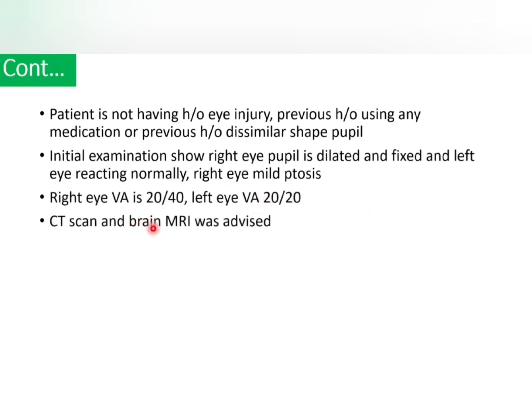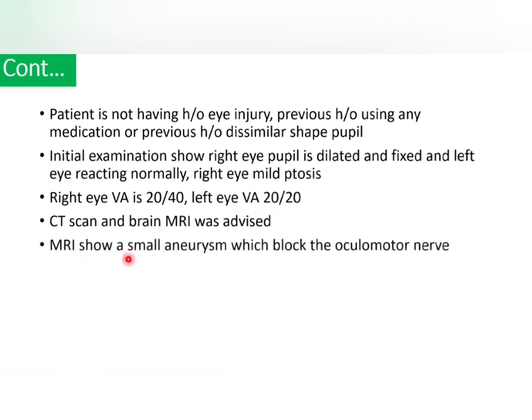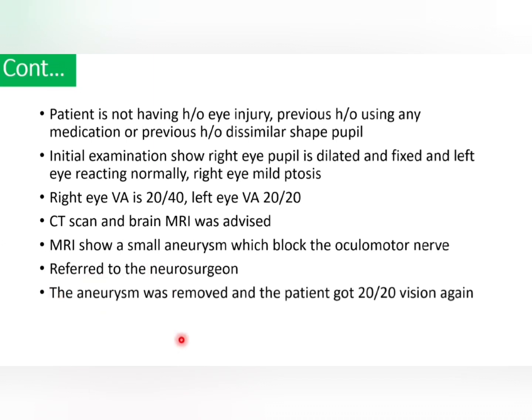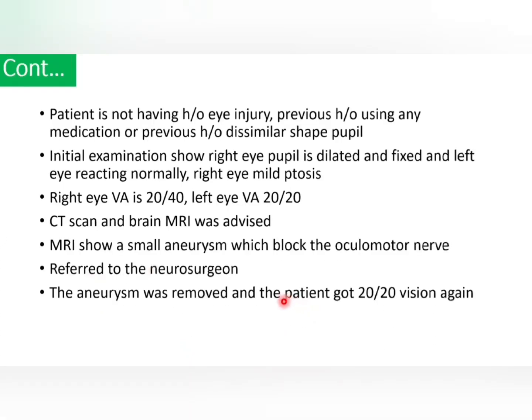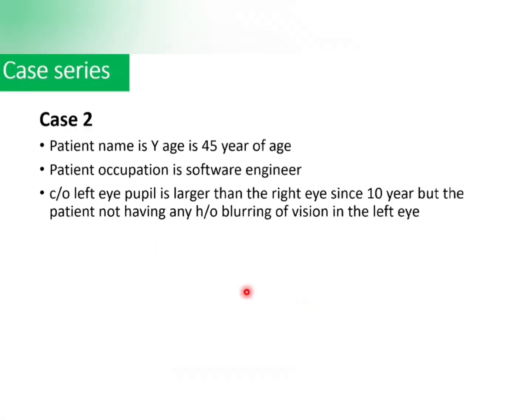And CT scan and MRI were advised, and MRI shows a small aneurysm which is blocking the oculomotor nerve. And so this is why the patient was referred to the neurosurgeon. The aneurysm was removed. That means treatment of the cause to treat the disease, and the patient got 20/20 vision again. And it can be a case of Horner syndrome.